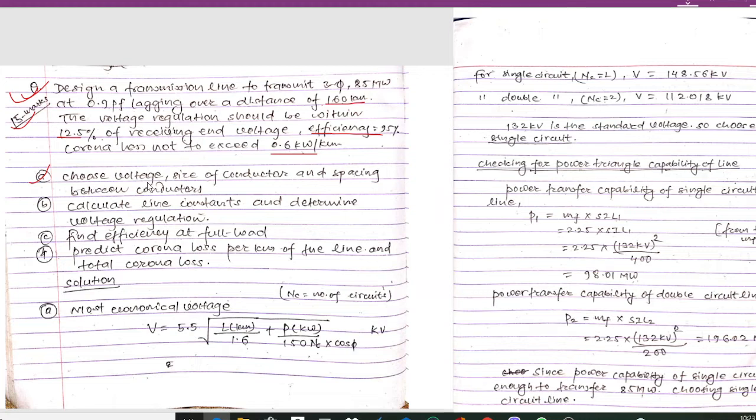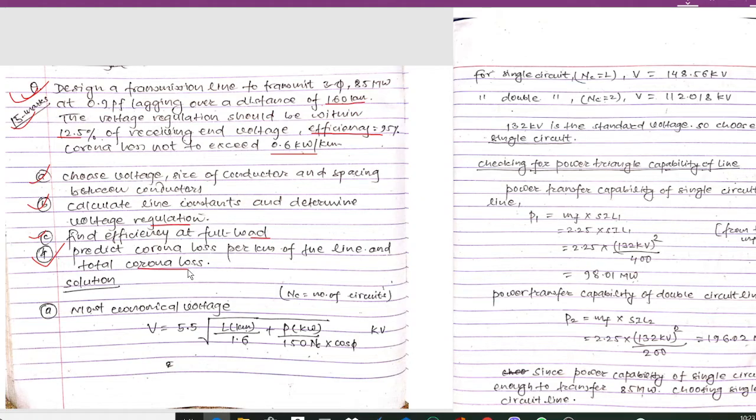First we have to choose the voltage, then the size of conductors and the spacing between conductors. In the second part we have to calculate the line constants and determine the voltage regulation too. In the third part we have to find the efficiency at full load, and last but not least, we have to predict the corona loss per kilometer of the line and the total corona loss.